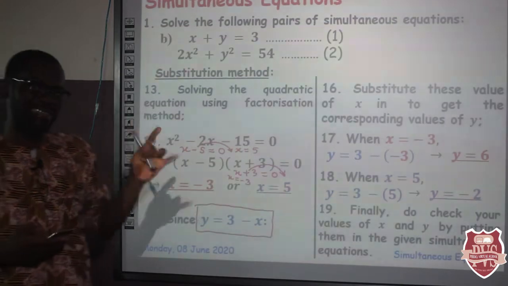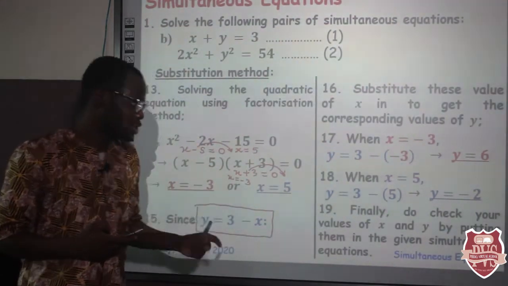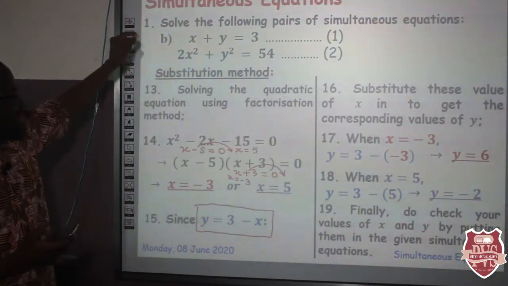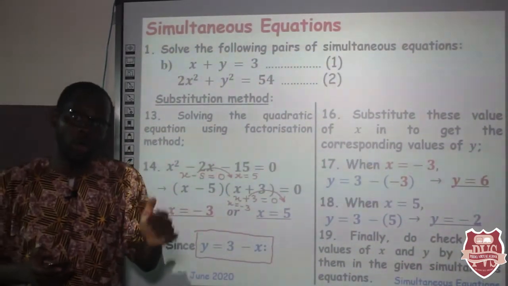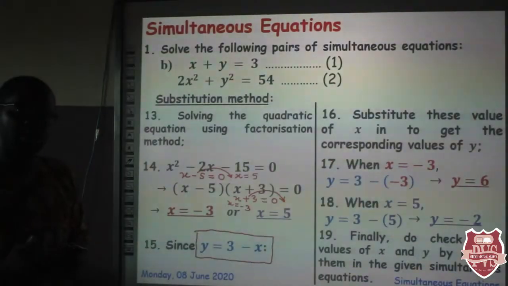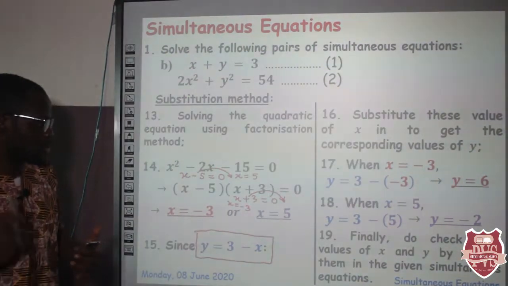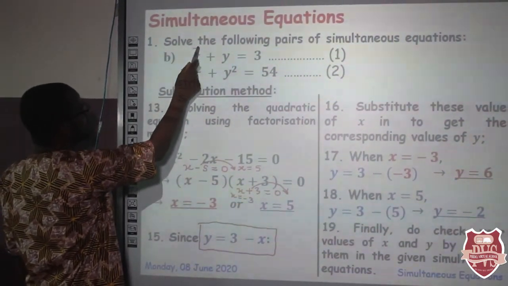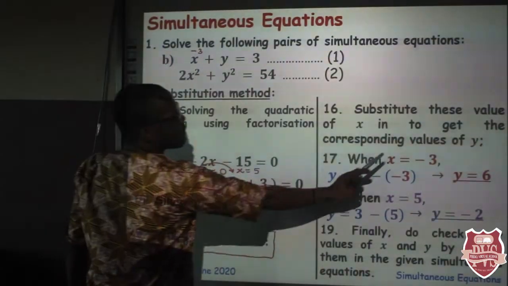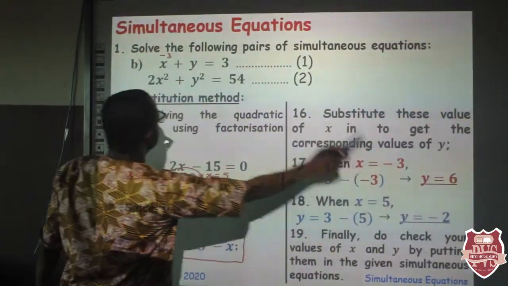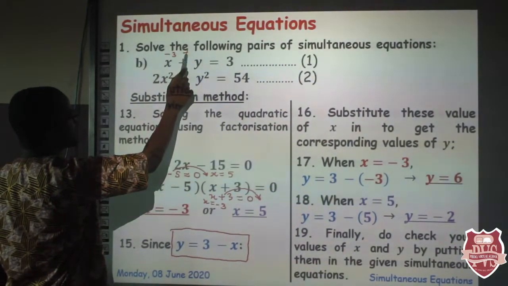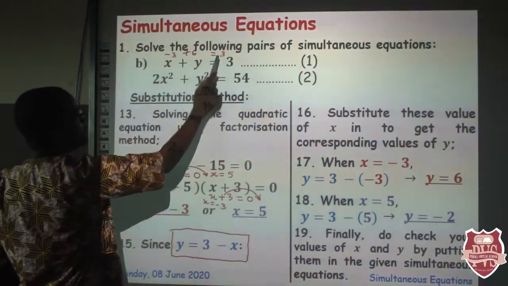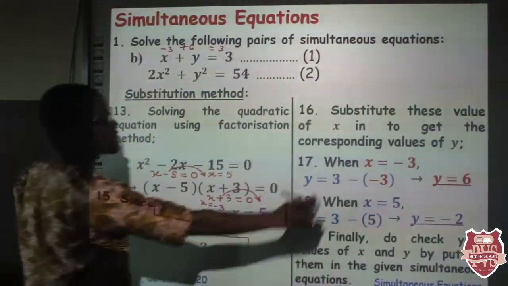Okay, so finally, this step is really, really important. You need to check the values of x and y by putting them in the given equations to be absolutely sure that they are indeed the correct values. So let's just check. When x is minus 3, the corresponding value of y is 6. Minus 3 plus 6. Well, clearly that is 3. So that is correct for the first set of values.